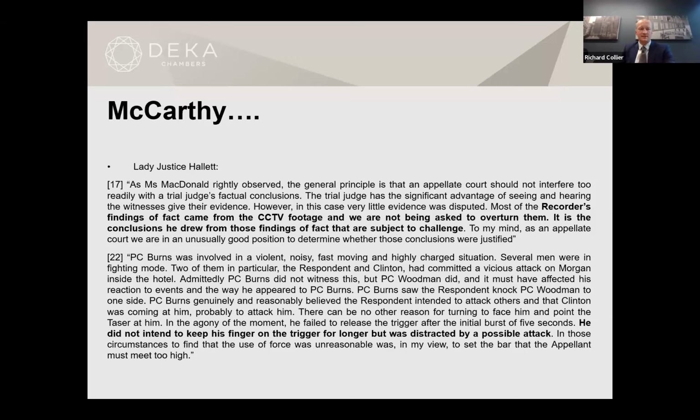One of the many relevant parts of Lady Justice Hallett's judgment was paragraph 17, where she reiterates the age-old warning to appellate courts of interfering with first instance judges' findings of fact.